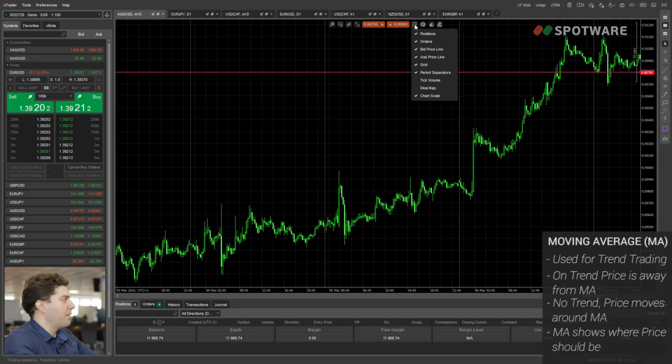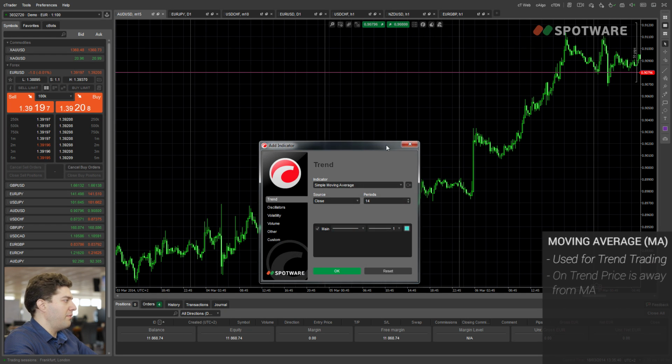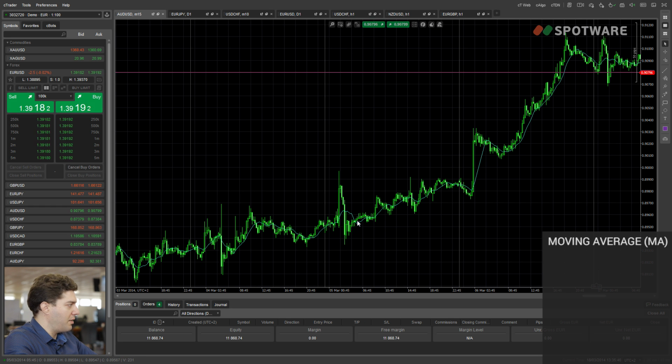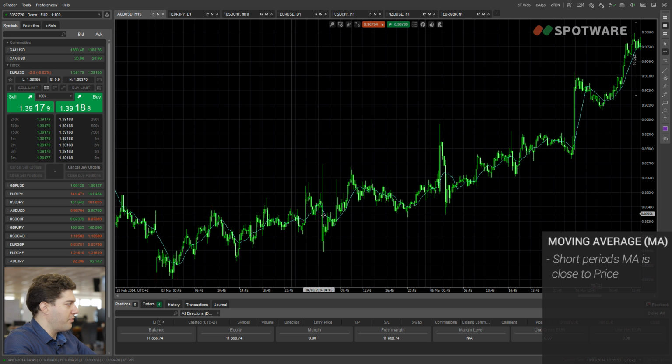Now we're going to talk about what periods do when plotting a moving average. Let's plot a fast moving average. Fast moving averages are between 5 and 20 periods. So let's plot a 10 period moving average. You see that this moving average is very close to the price. And what this short moving average does, it helps us smooth out the price, so we see the direction of the price.